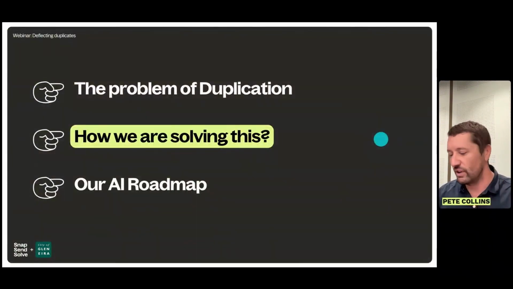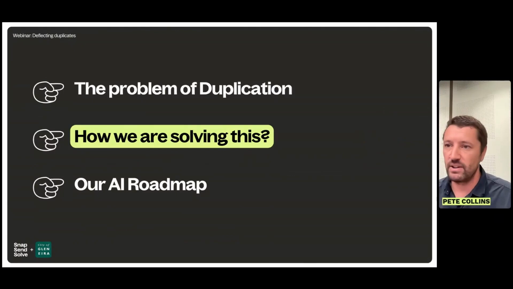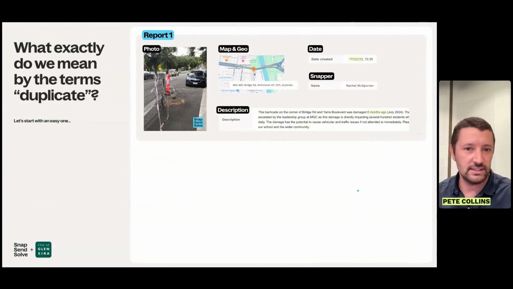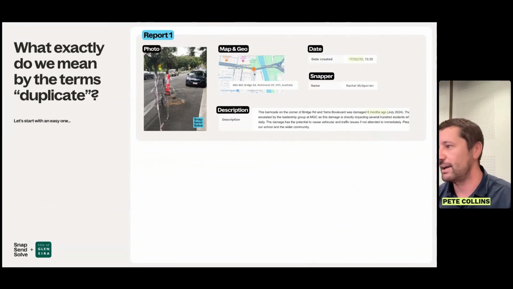So we've heard all about the problem of duplication and some of the impacts that it causes. So let's talk about how we're solving it. Where I wanted to start was actually what we mean by the term duplicate. Now that might seem like a pretty obvious place to start, but as I'll talk you through, it's actually a term that has a lot of gray area.